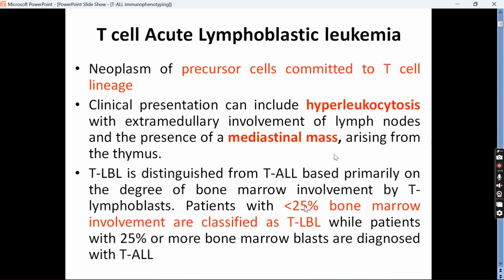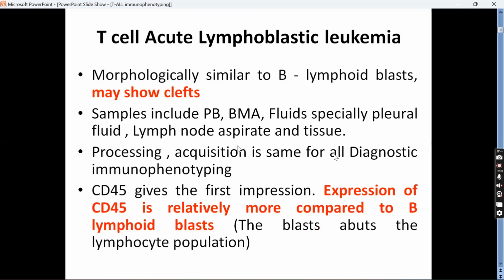So these are all theory, and I assume that you know all these things. Any doubts? Clear? So the criterion of 25% blasts in the marrow will set the differentiation between TLBL and TALL, provided there is a mediastinal mass or a lymphadenopathy. Okay, so now going into immunophenotyping.